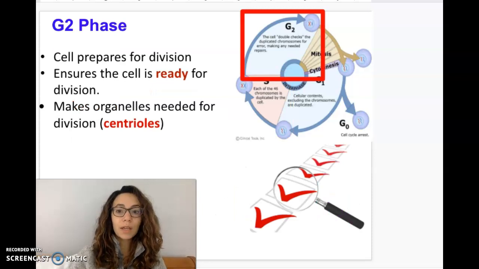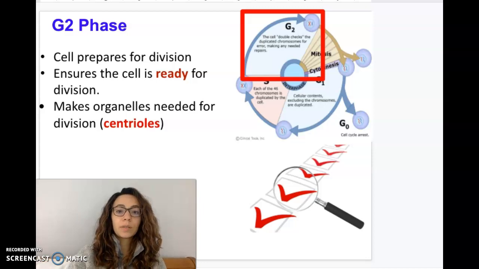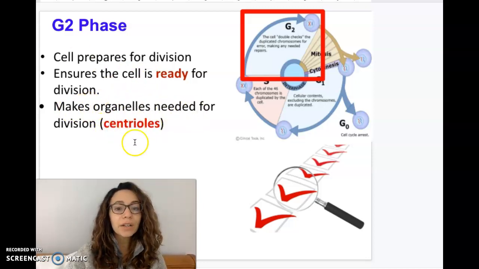Then G2 phase is when the cell's getting ready for division. So it's preparing for division. It's making organelles like centrioles that are needed for division, which we'll talk about soon when we get to mitosis. So it's just getting ready to divide, getting big and fat and plump.